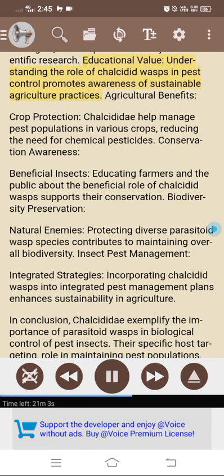Educational value: understanding the role of Chalcididae wasps in pest control promotes awareness of sustainable agriculture practices. Agricultural benefits, crop protection: Chalcididae help manage pest populations in various crops, reducing the need for chemical pesticides.